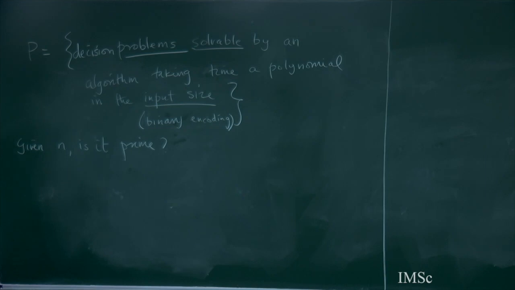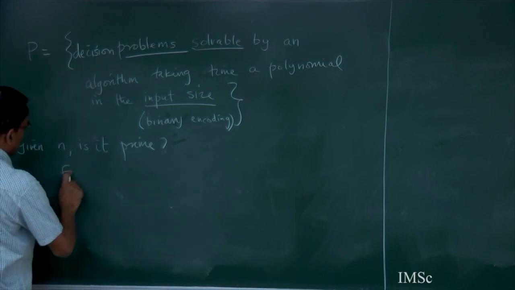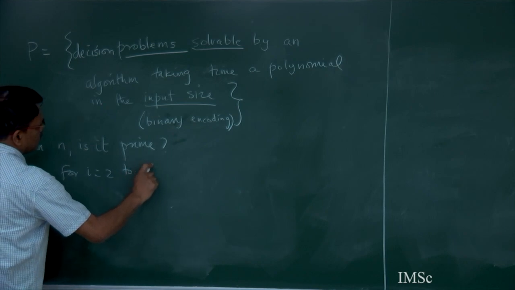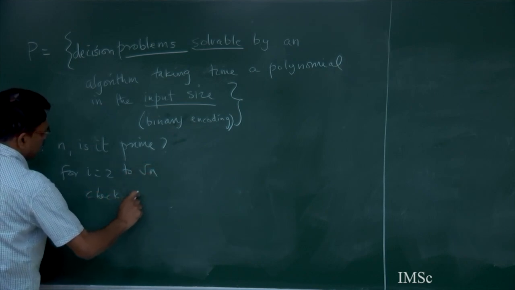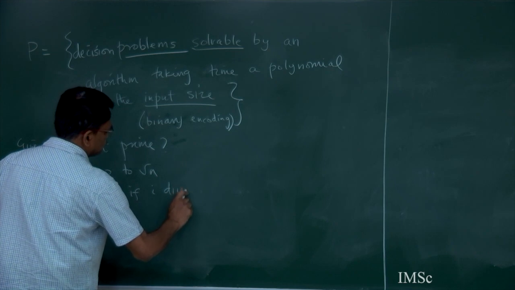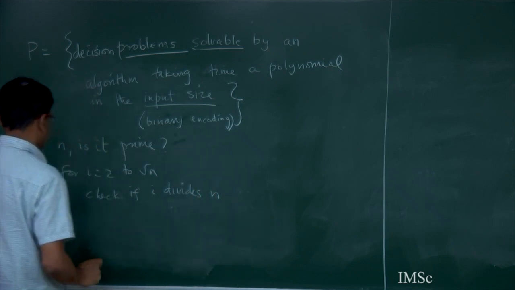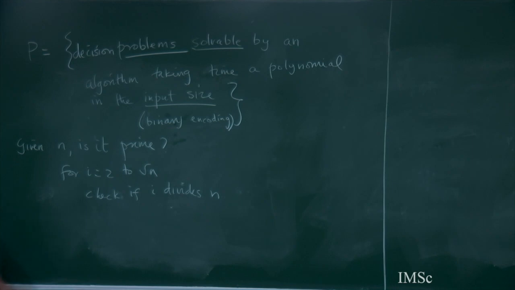Because if a number is not a prime, it should have a factor less than or equal to root n. Because if it's not a prime, it has at least two non-trivial factors, and if both are more than root n, the product cannot be less than or equal to n. So for i going from 2 to square root n, check if i divides n, right? And if any i divides n, then you know it's not a prime, and otherwise you can say it is prime.